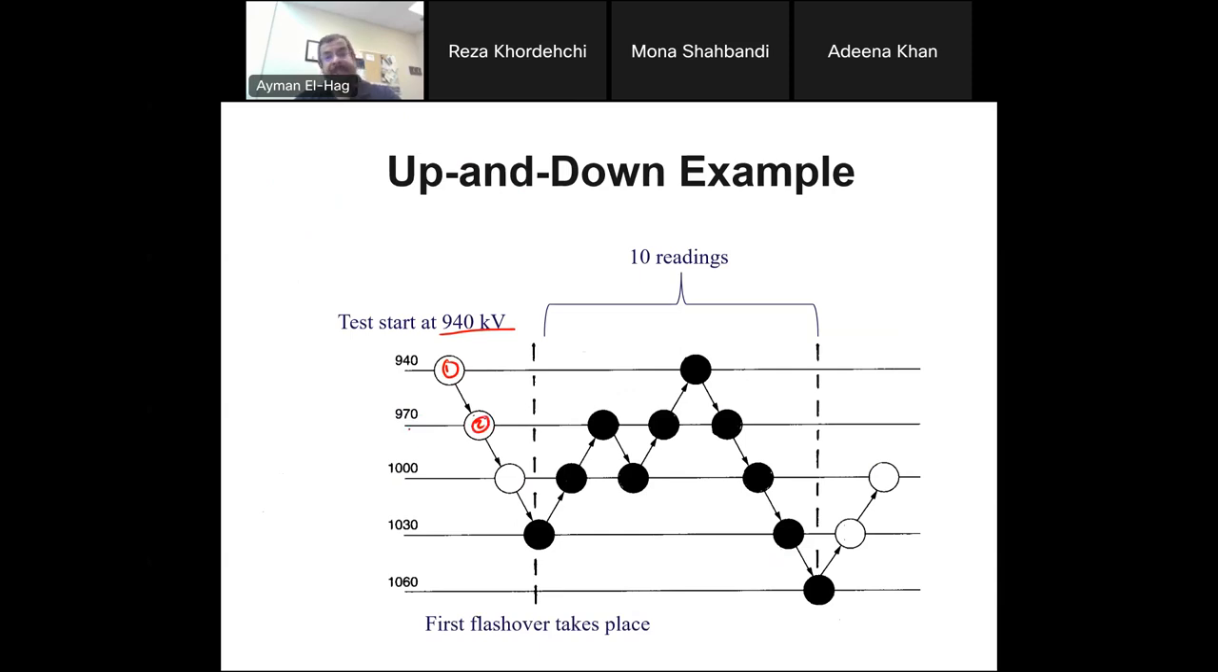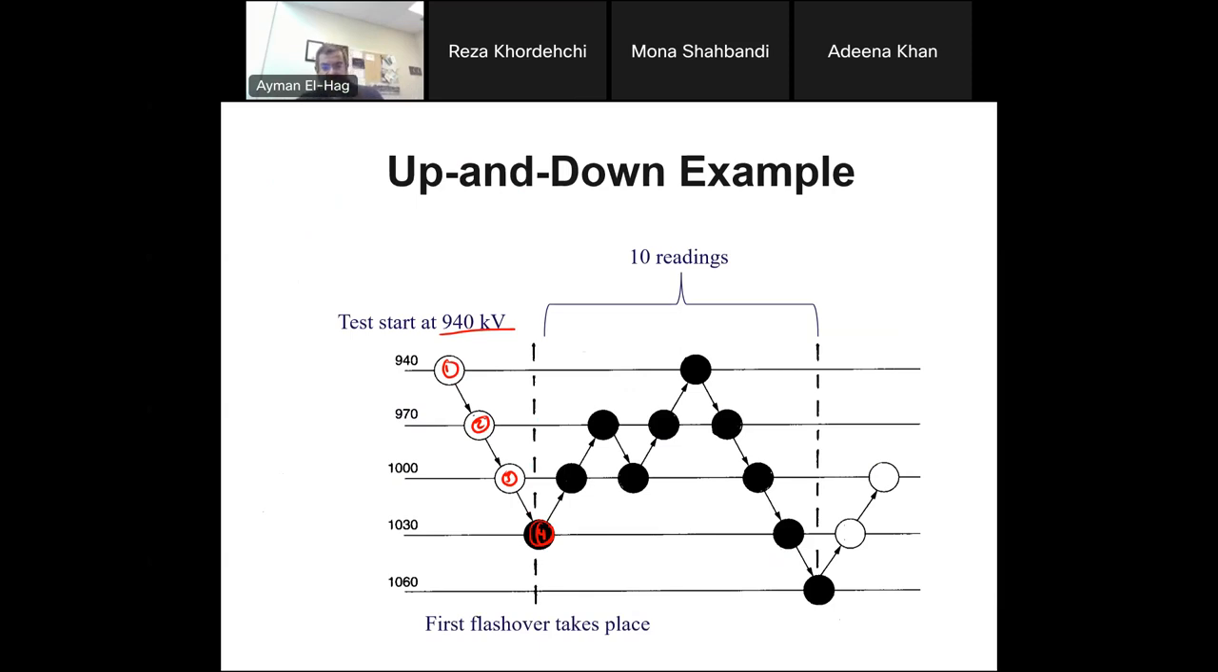It withstands also. So we go to 1000 kilovolt, test number three. It withstands. We go to 1030, so this is number four. A flashover happened. This is the first flashover. From the time of the first flashover, you have 10 readings. It doesn't matter how many flashovers or how many withstands there are in those 10 readings. You do that 10 times.